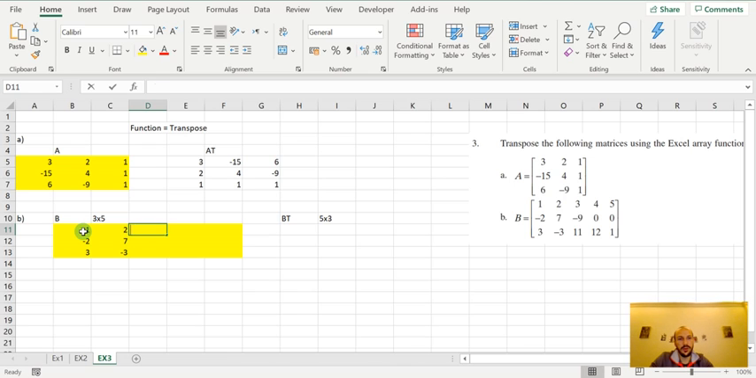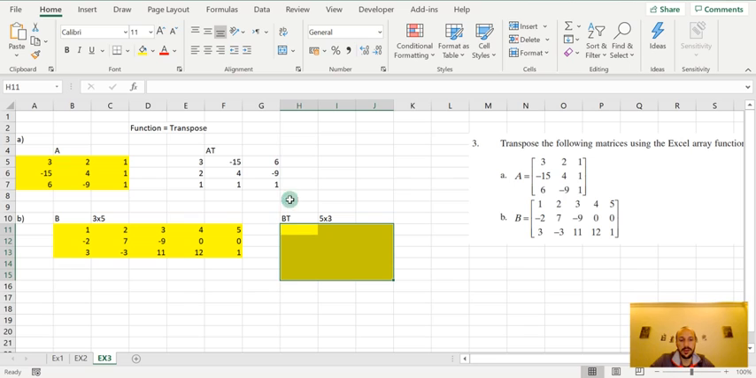We have 3, minus 9, and 11. And finally we have 4, 0, and 12. No, there is one more, it's 5, 0, and 1. So this is our matrix, and since it is a 3 by 5, we will get a 5 by 3 matrix. So here it will be 3 and we go down to 5 like this. So our matrix will be here.